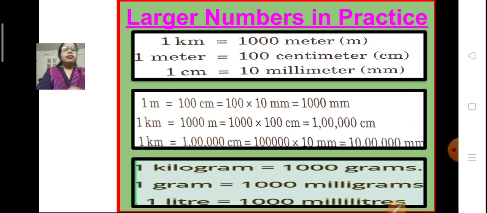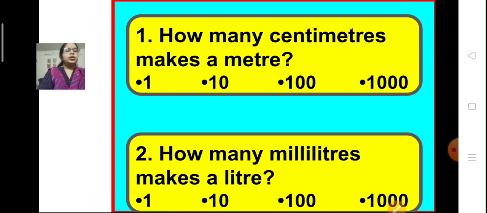All right. So 1 meter is 100 centimeters. So 1 meter will be 100 into 10 millimeters, that is 1000 millimeters. And 1 kilometer is 1000 meters. So 1000 meters into 100 centimeters is 1 lakh centimeters. So 1 kilometer is 1 lakh centimeters, and 1 lakh centimeters will become 1 lakh multiplied by 10, that means 10 lakh millimeters. Okay, and this is a huge number. Now similarly 1 kilogram is 1000 grams, 1 gram is 1000 milligrams, and 1 liter is 1000 milliliters. So let's see the questions.